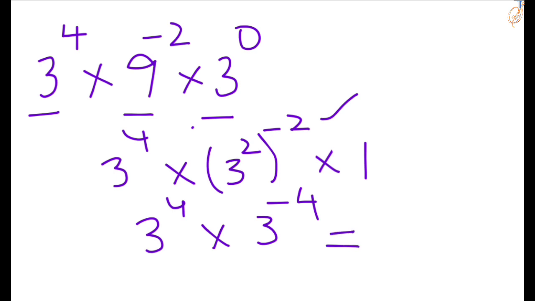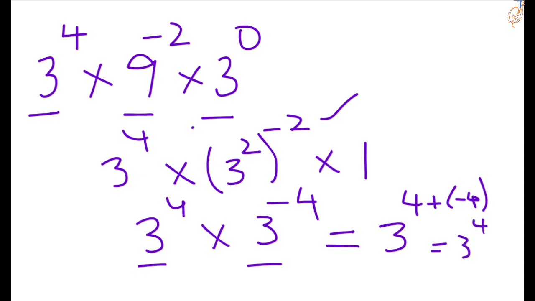That is equal to, now you are in the form of same base and multiply. When multiplying with the same base, we can add the powers. So 3 power 4 plus minus 4. So that is equal to 3 power plus times minus is minus, 4 minus 4. So that is equal to 3 power 0. Anything power 0 is nothing but 1. So 3 power 0 is equal to 1. So this answer is 1. Like that you can solve using these laws of exponents.